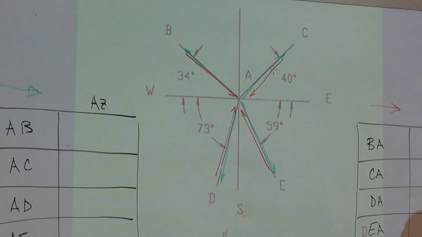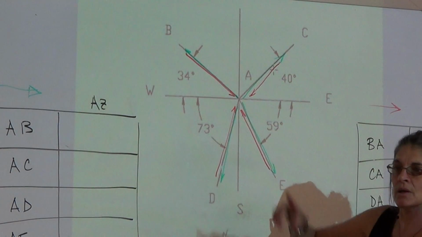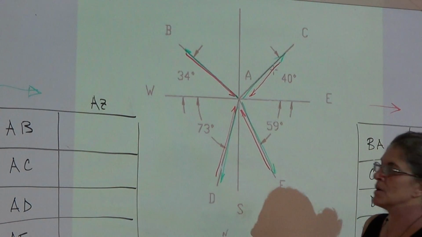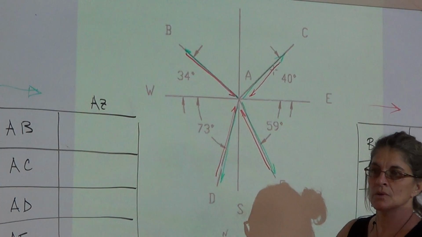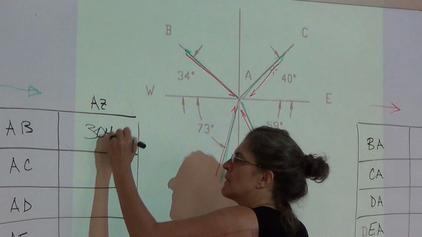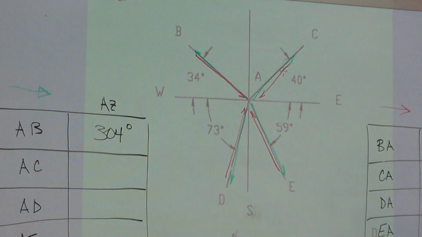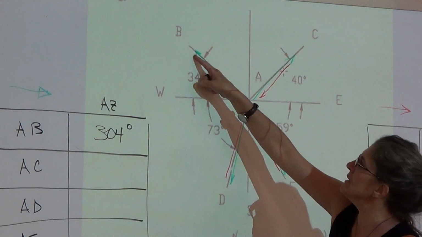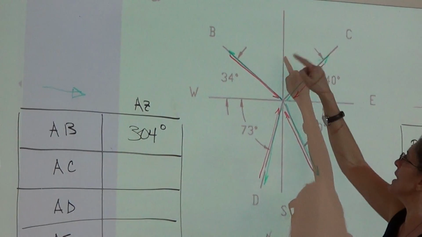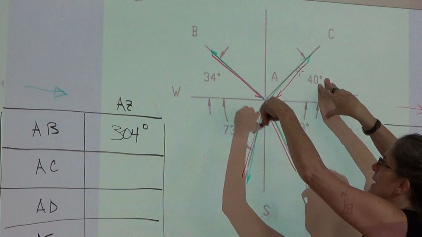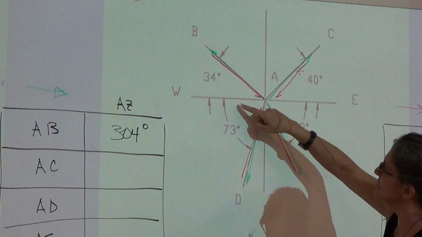Francisco, what'd you get for AB? So for azimuth, what's the reference? It's north and then you go to the right, then you go clockwise. So it'd be 304. Yep. Here's line A to B. You start at north and you gotta turn to the right. You gotta go all the way around this way to get to that. So it's 270 plus 34.